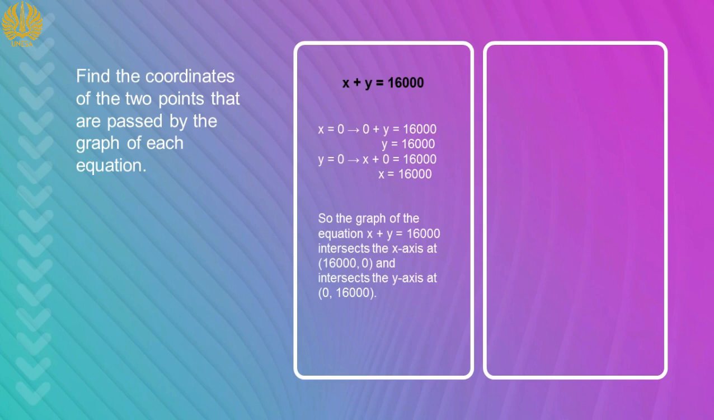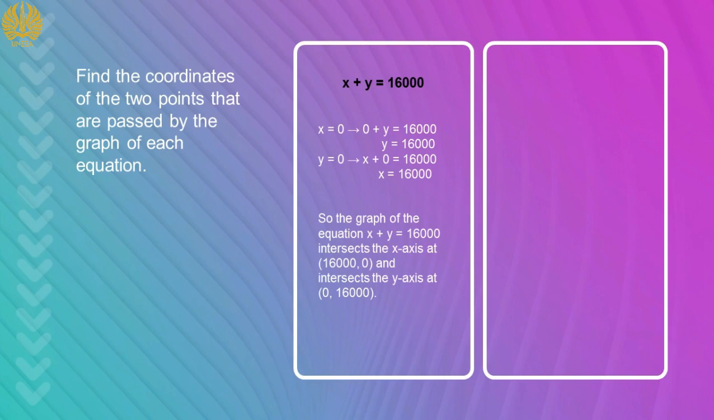And then we find the coordinate of intersection with respect to the y-axis. Then we change the value of x to 0, and input it to the equation. So we get 0 plus y is equal to 16,000, and then the value of y is equal to 16,000. And then we find the coordinate of intersection with respect to the x-axis. So we change the value of y to 0, and input it to the equation, and we get x plus 0 is equal to 16,000 rupiah.